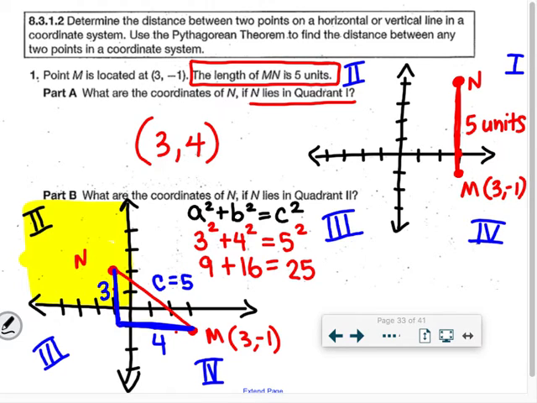So my point for N that is correct is -1, 2. So in quadrant 1, the correct answer is 3, 4. In quadrant 2, the correct answer is -1, 2. And that's the only point in quadrant 2 that's going to give you a distance of 5.